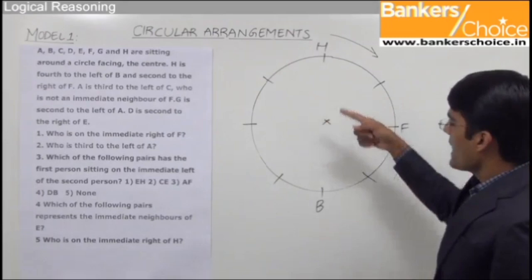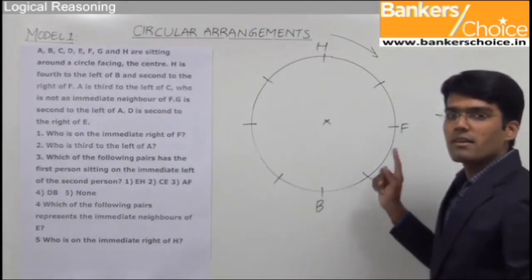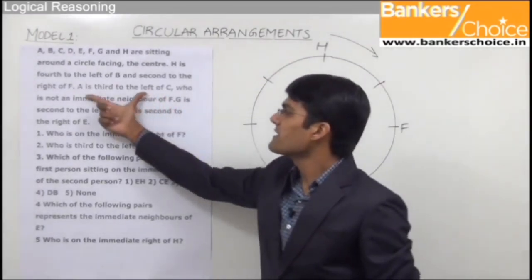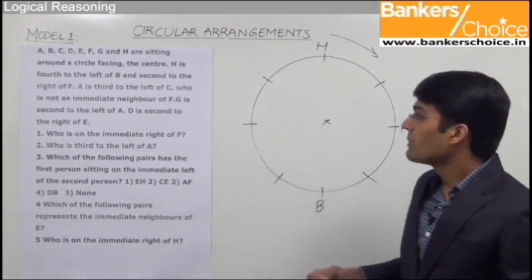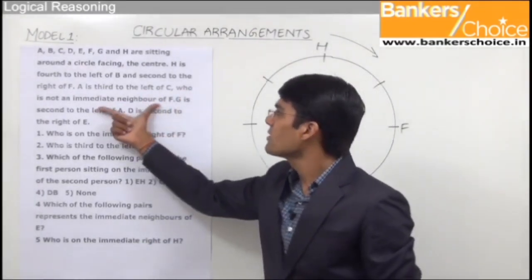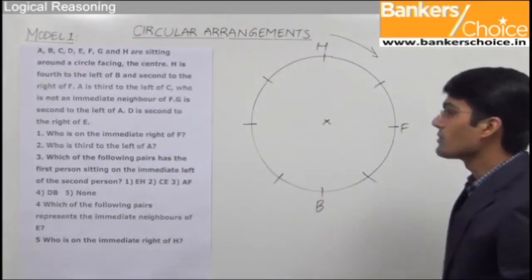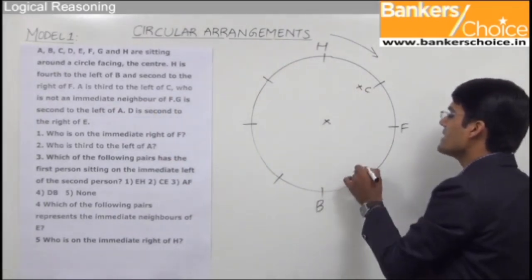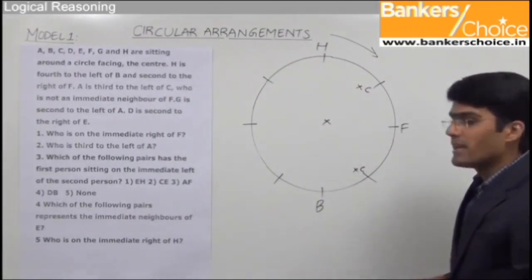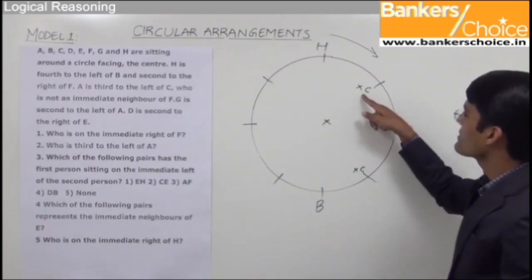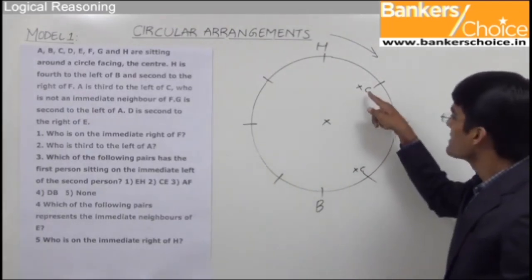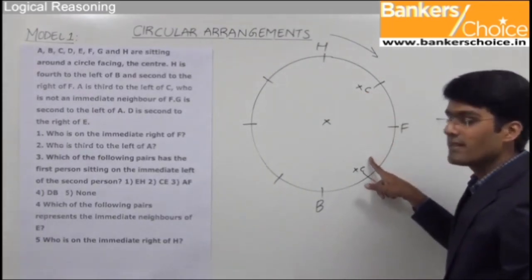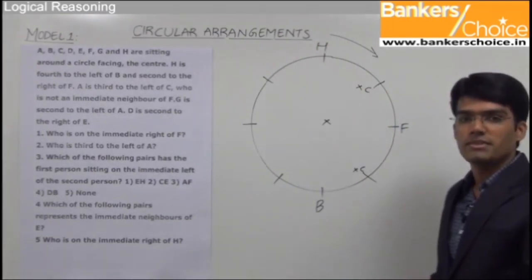Now, neither A nor C is marked on the circular table, so we cannot use the first part of the given sentence. But the second part says C is not an immediate neighbor of F. So since C is not an immediate neighbor of F, we can say that C cannot come in these 2 places. And we are indicating that with a cross mark followed by C, which means C cannot occupy these 2 places, but it can come in the remaining positions.